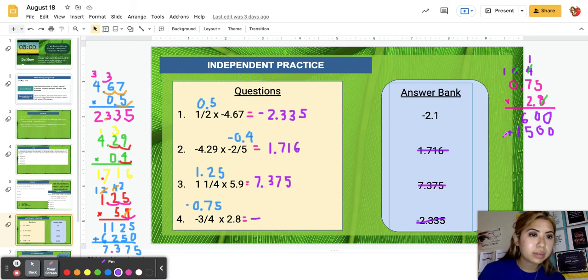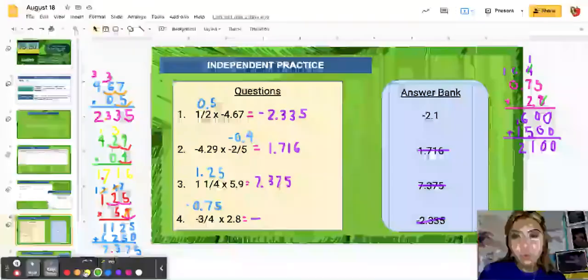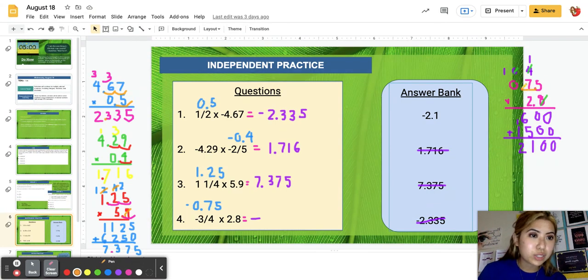Now I'm going to add. 0 plus 0 is 0. 0 plus 0 again is 0. 6 plus 5 is 11. 1 plus 1 is 2. Okay, our very last step is to move our decimal point a total of 3 places, because 2 for 0.75 and 1 place for 2.8. So I'm moving it 1, 2, 3 places. So that's how I get my answer of negative 2.1.